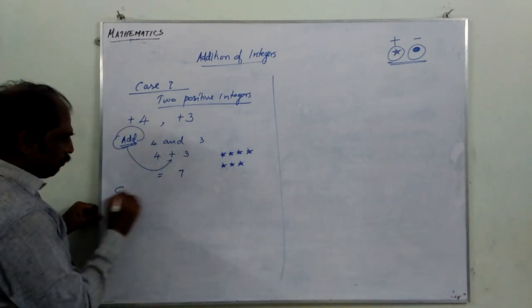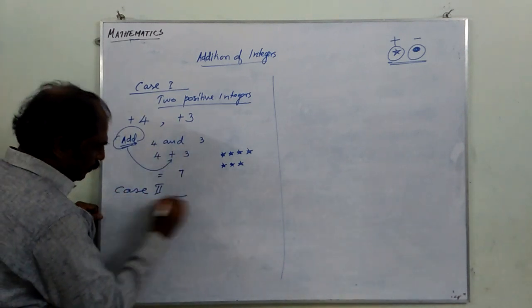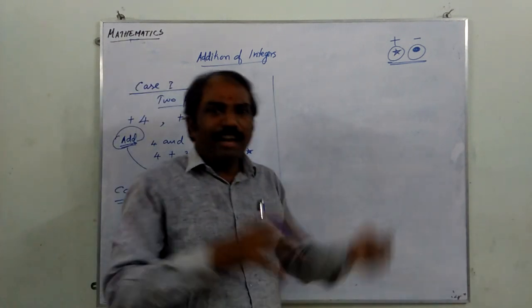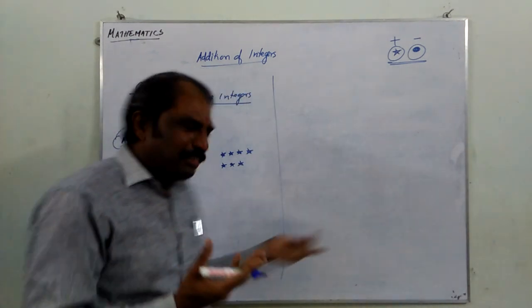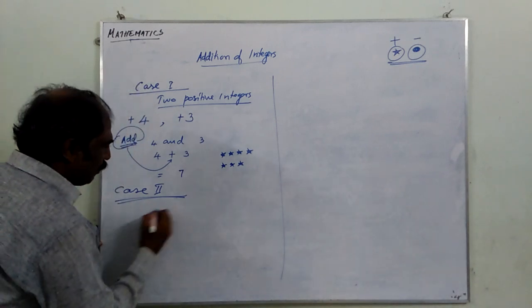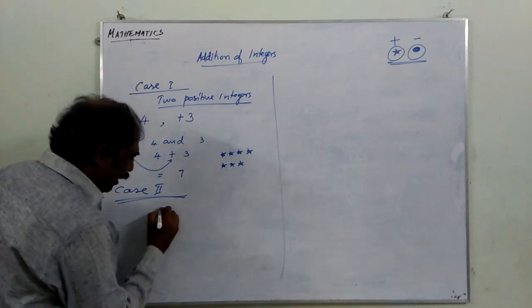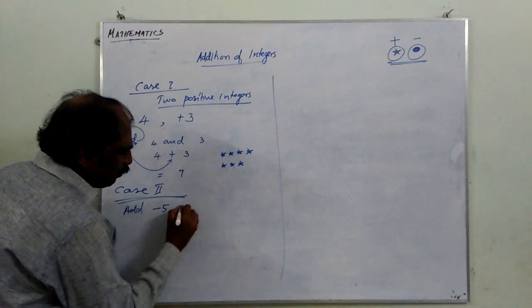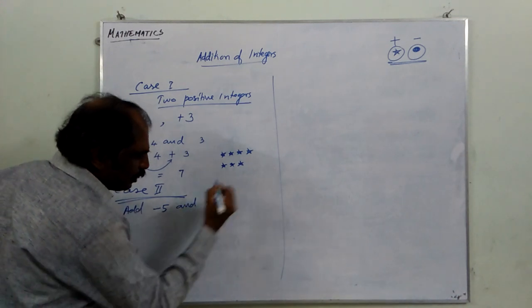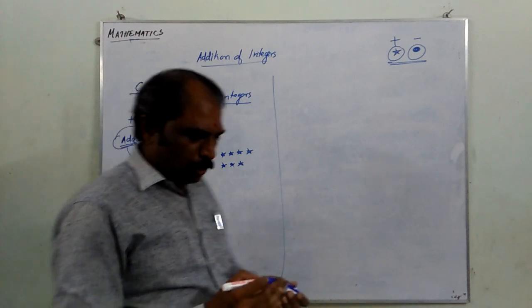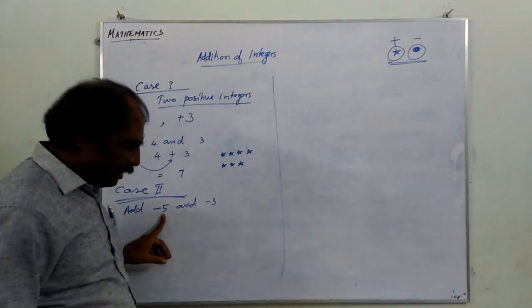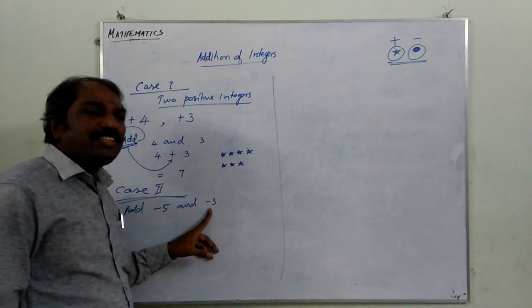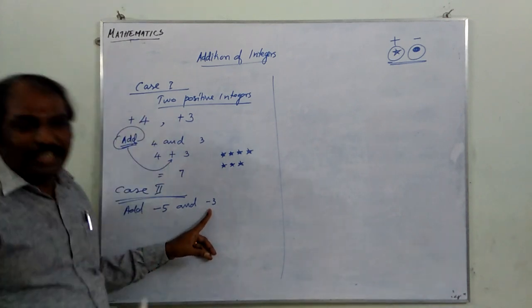Now case 2: a negative integer with another negative integer. The case is the same, but still let us see one example. Minus 5 and minus 3. Is minus 5 a negative integer? Yes. And what about minus 3? Yes, this is also a negative integer.